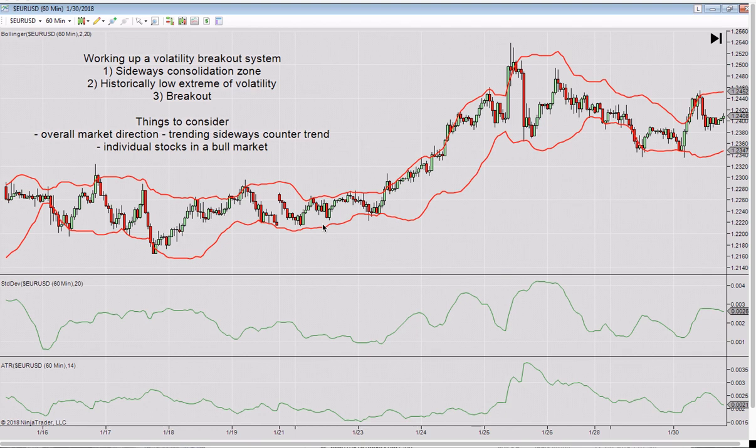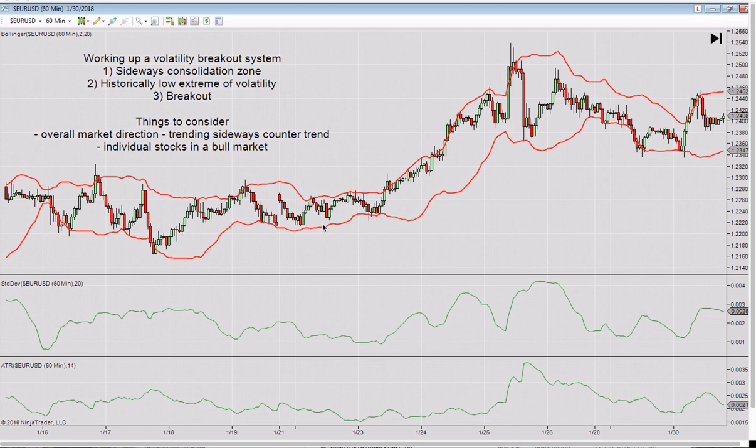I'm making a video on how to work up that system from scratch, how to test the edge, how to do backtesting, how to work up the exit algorithm, the starting points for what would be a reasonably chosen exit algo, and I'm going to show you how to make all the decisions yourself.